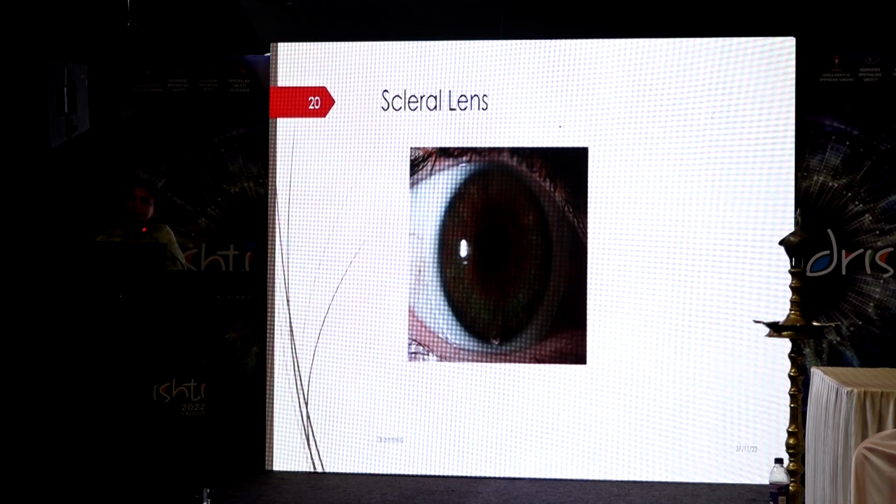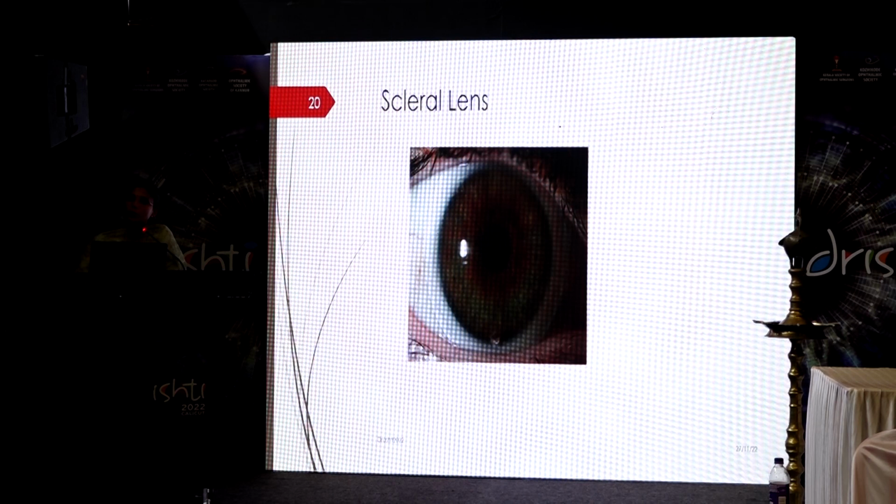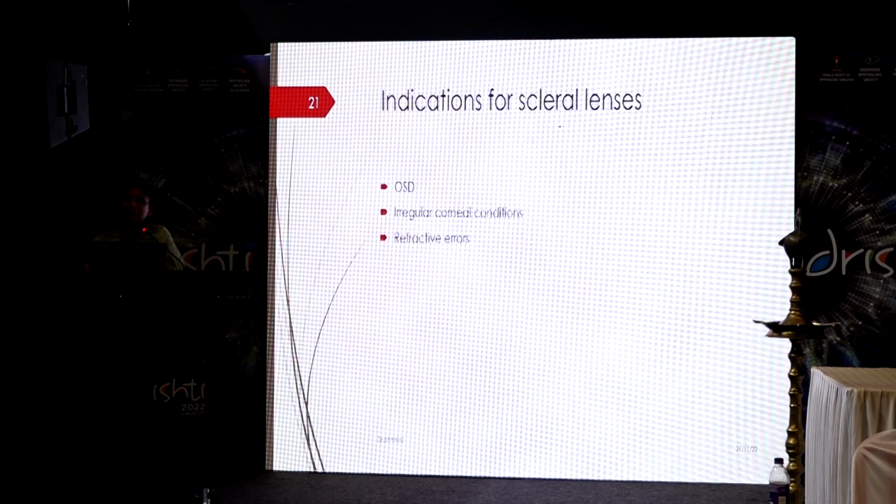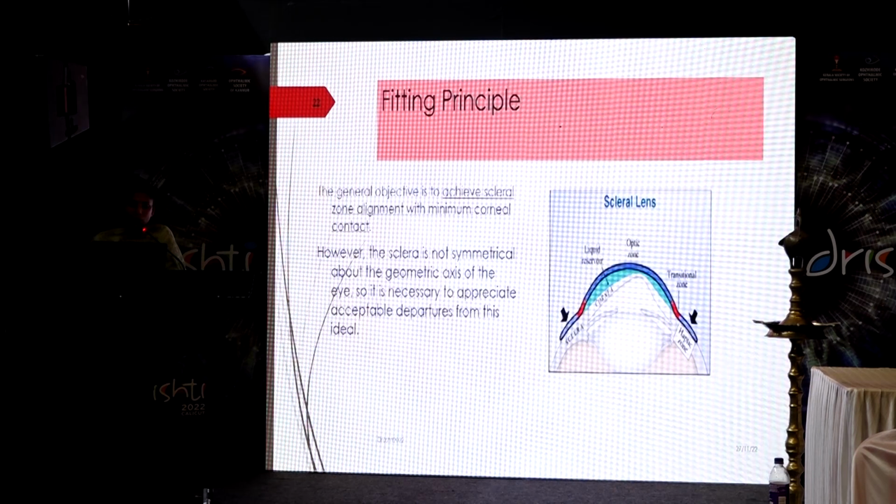Moving on to scleral lens, just like every lens has its fitting philosophy, scleral lens also has its own fitting philosophy. If you look at the indications for scleral lenses: ocular surface disorders, irregular corneal conditions, and high refractive errors which can otherwise not be fit with a regular corneal or a corneoscleral RGP lens, you can give a scleral lens. The fitting principle is to achieve scleral zone alignment, because all the bearing is over the sclera. So you have to achieve scleral zone alignment with minimum corneal contact.